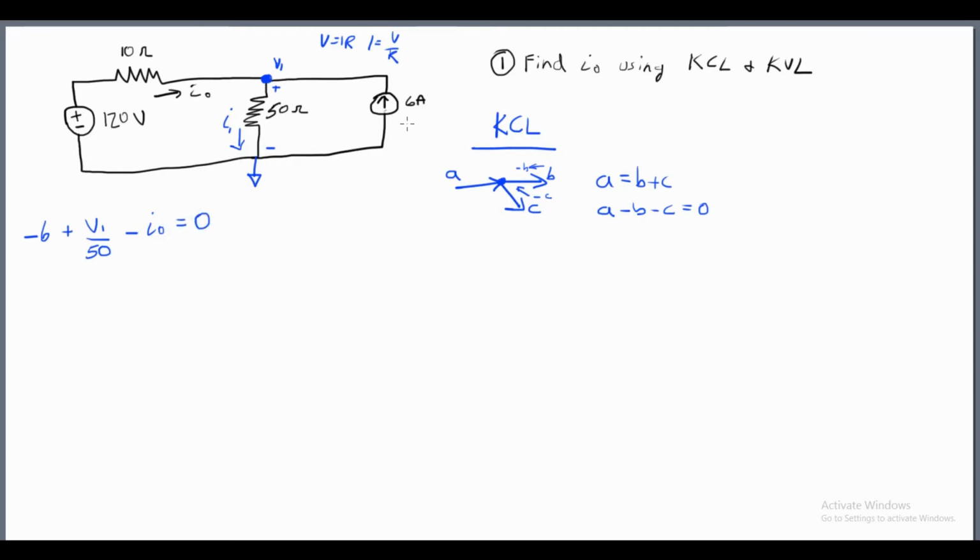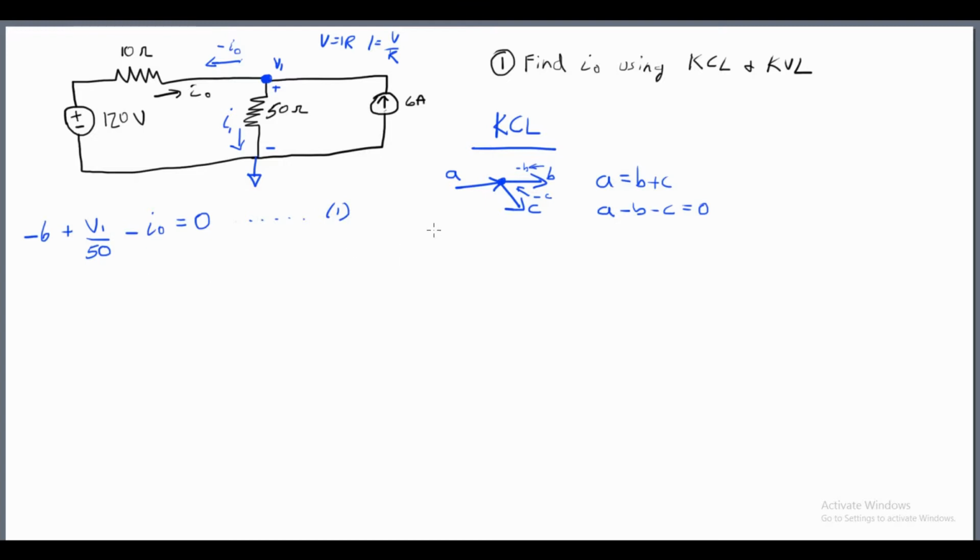So just to recap what we did there, we summed all the currents leaving the node. Since these currents are entering the node, we assign a negative sign to them for negative passive sign convention. So we have a negative 6 plus this current leaving, which would be the voltage over the resistance. And then here, instead of worrying about this resistor and this voltage source, we're going to worry about that later. We just sum the current leaving as negative I0. Alright, so this is going to be our first equation.